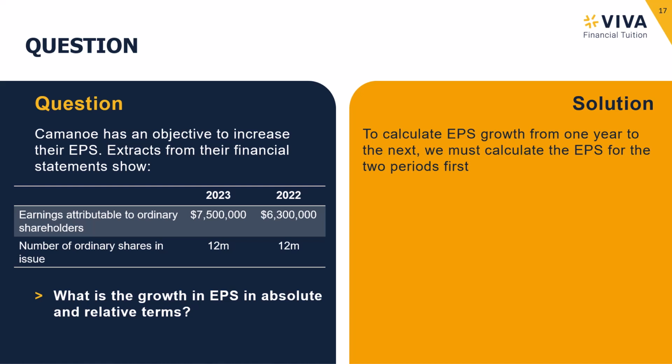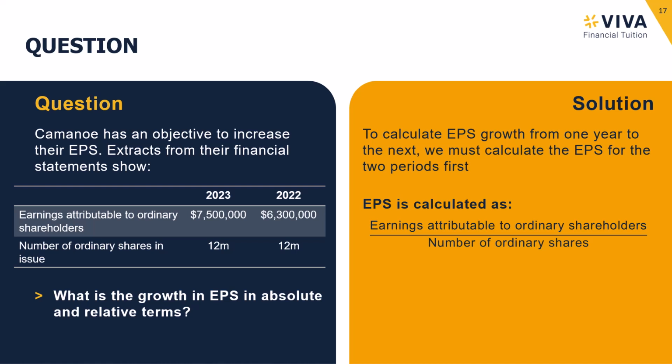So to calculate our earnings per share growth from one year to the next, the first thing we're going to have to do is calculate what our earnings per share is for those first two periods. And again, we're just going to use the standard formula for this: earnings attributable to our ordinary shareholders divided by the number of ordinary shares. So last year, 2022, it would be the $6.3 million divided by the 12 million shares. So we can see that that comes out at 52.5 cents per share.